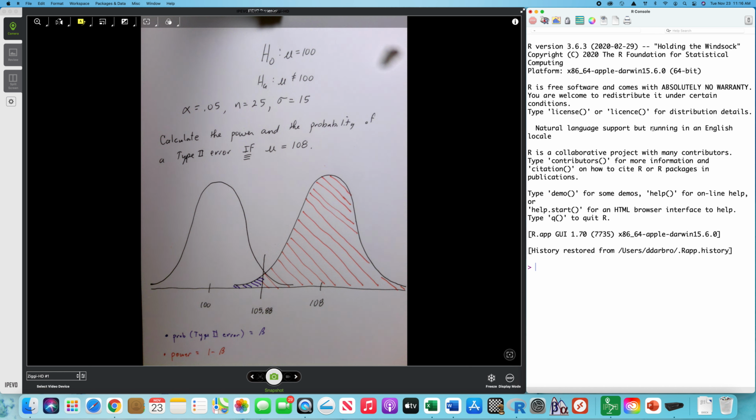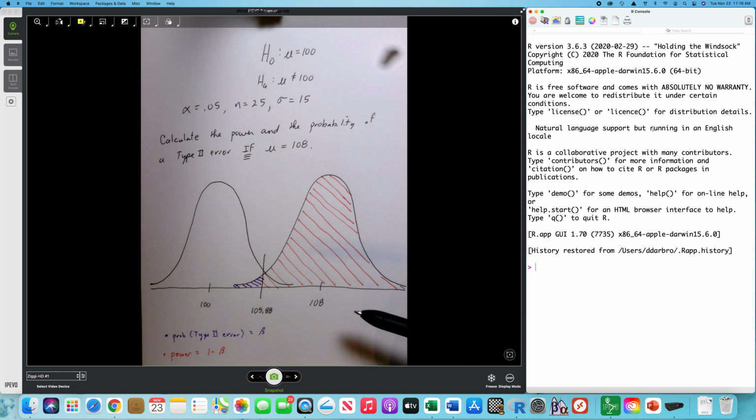Wanted to stop the last video because there were a couple of things that were bugging me. I liked some of the things that I presented, but a couple of things were driving me insane. So let me explain what's going on. First of all, the drawing: I wanted it a little clearer and neater about what area represents the power, in this case 1 minus beta. That's the orange, and this area right here represents the probability of a type 2 error, for the reasons I explained in the previous video.